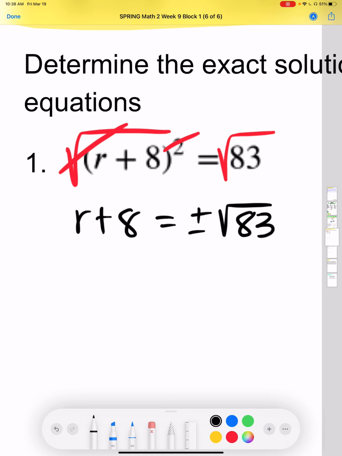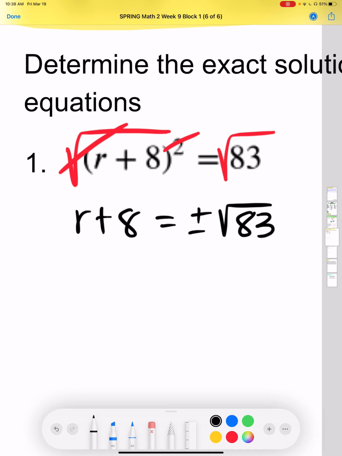So you're going to notice that 83 is actually a prime number, so we're not going to be able to simplify it. So what we're going to do from here is keep going. You're going to leave that alone. It's prime. You can't simplify it. You can't break it down.